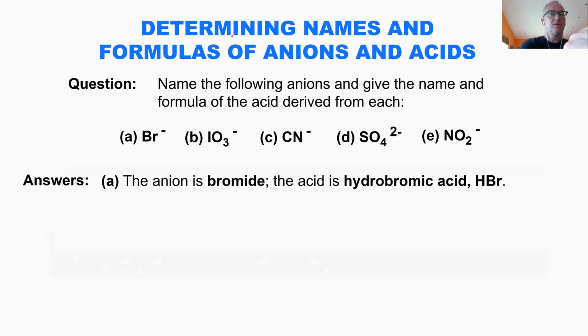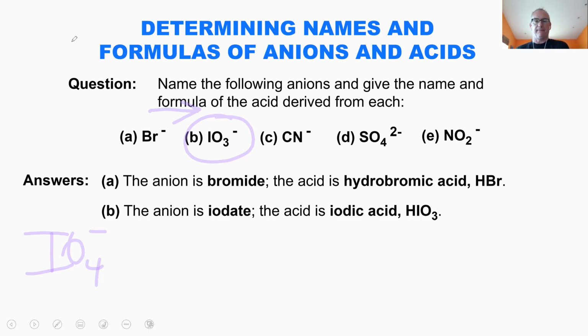Now this is a polyatomic ion. Remember one of the ions you had in your last recitation was IO4. That was periodate ion. This is iodate ion. So what will we call that acid? If it was iodate ion, what would we call it? Iodic. Iodic acid. Yep.